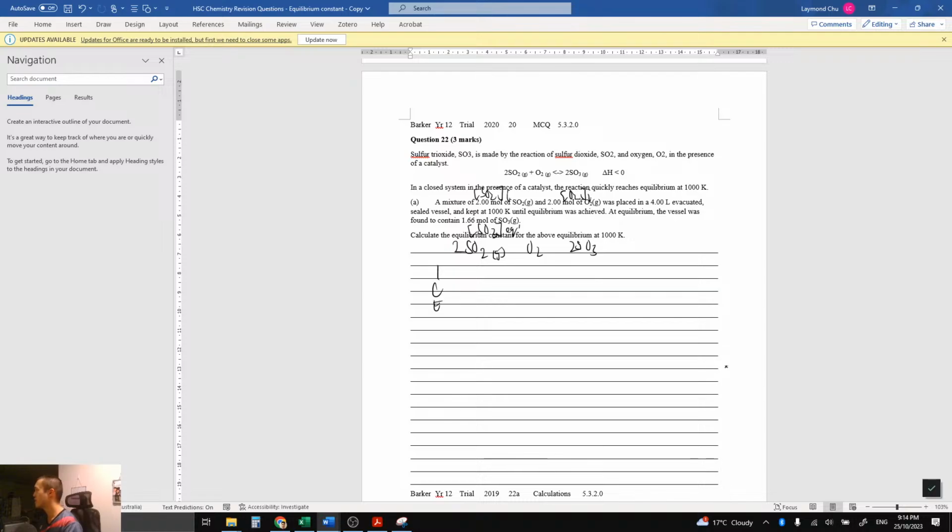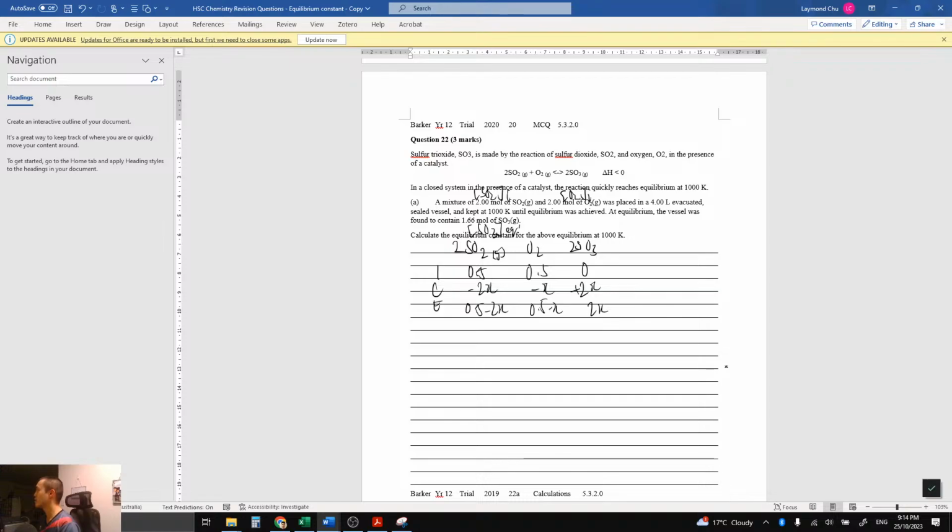Our initial is 2 on 4, which is 0.5. This is also 0.5. Now our product is 0 in this case, because there are no products initially in the vessel. Now the change is minus 2x for SO2, minus x for O2, and plus 2x for SO3. So our equilibrium is 0.5 minus 2x, 0.5 minus x, and 2x respectively.